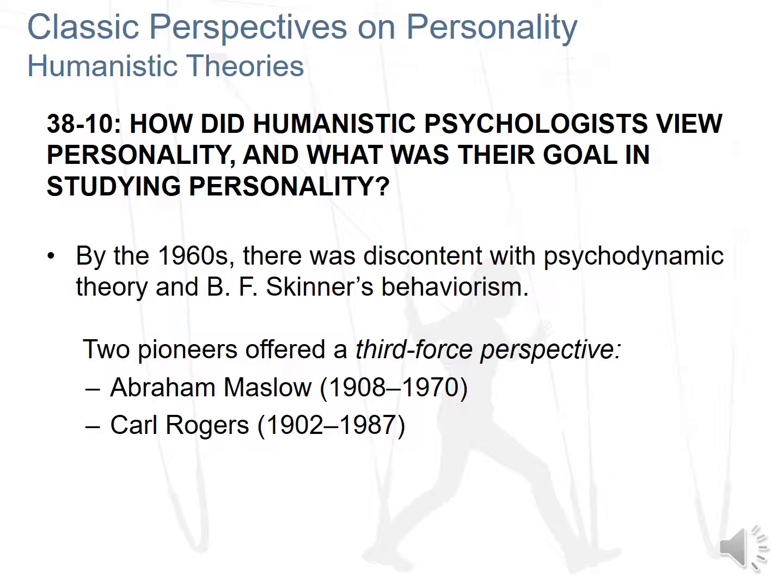By the 1960s, there was discontent with psychodynamic theory and B.F. Skinner's behaviorism. And one of the issues with Skinner's behaviorism is Skinner did not believe in the concept of free will. In numerous interviews, B.F. Skinner is seen or heard talking that free will is an illusion, that we are really slaves to our environment. The reinforcement or punishment that exists will influence our behavior and how we act. Two pioneers offered a third force perspective to Freud and Skinner, and that is Abraham Maslow and Carl Rogers.